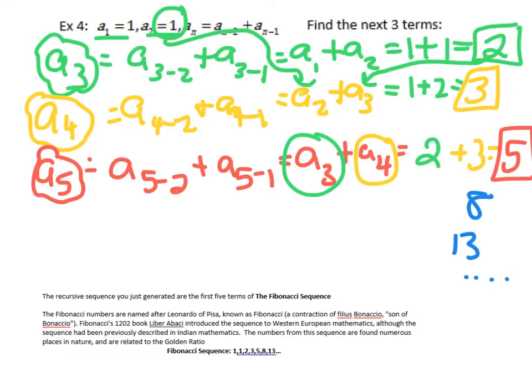Okay. So the recursive sequence that you just generated is the first 5 terms of the Fibonacci sequence. Fibonacci numbers are named after Leonardo of Pisa, known as Fibonacci. His book, Liber Abaci, introduced the sequence to Western European mathematics, although the sequence had previously been described in Indian mathematics. The numbers from the sequence are found in numerous places in nature and are related to the golden ratio. So that's just the Fibonacci sequence.